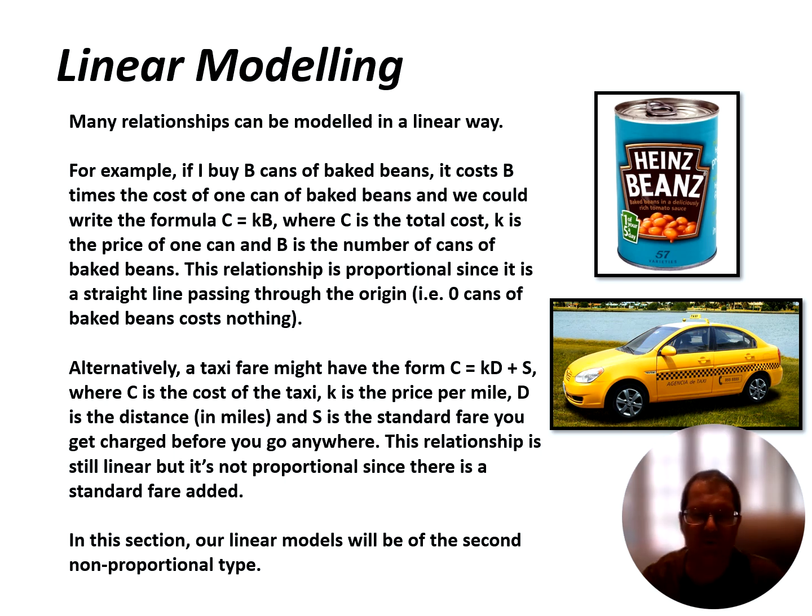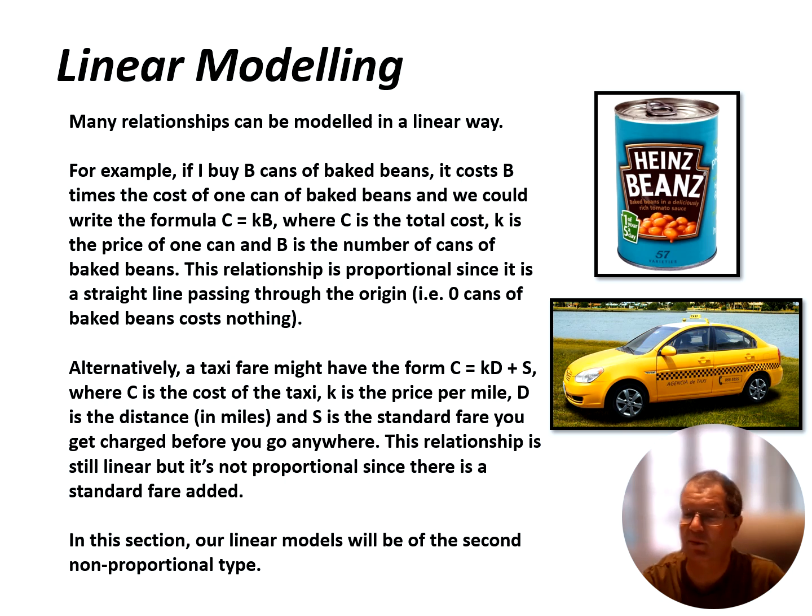Hello and welcome to this video on linear modeling. Many relationships can be modeled in a linear way. So for example, if I buy B cans of baked beans, it costs B times the cost of one can of baked beans. And we could write the formula C equals KB, where C is the total cost, K is the price of one can, B is the number of cans of baked beans.